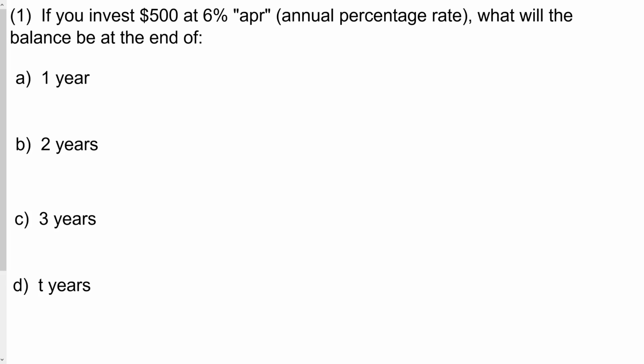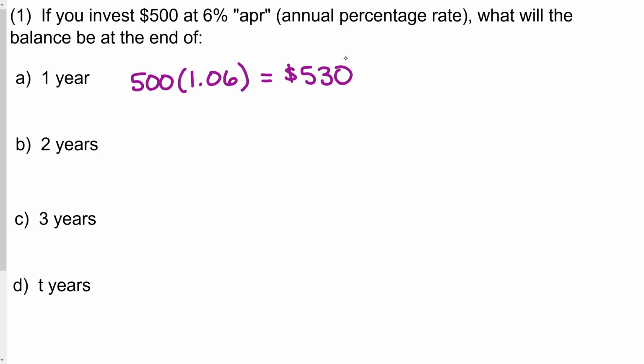If you invest $500 at 6% annual percentage rate, what will the balance be at the end of 1 year? Okay, so what we need to do is take $500 and multiply it by 1.06, because that would be 100% of your money plus the extra 6%, the percentage rate. So if we just multiplied it by 1, that would mean we would have our original $500 back, but by multiplying it by 1.06, we end up with $530. So that's the final balance.